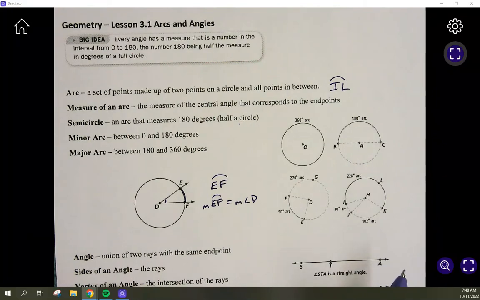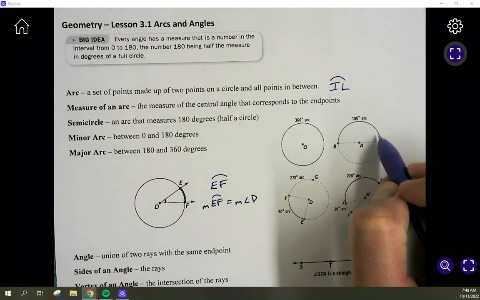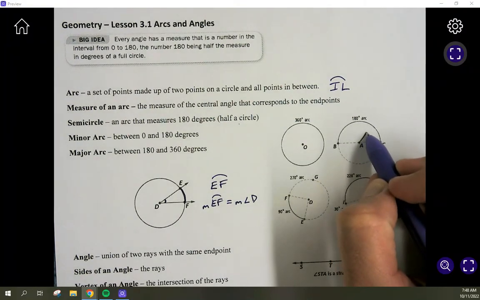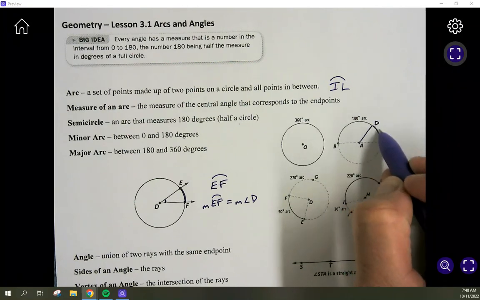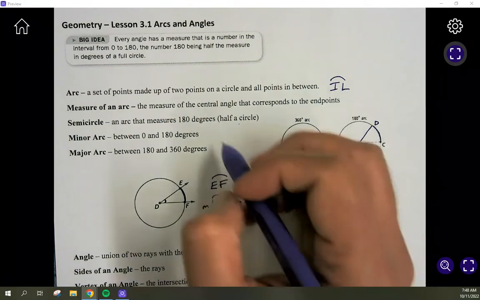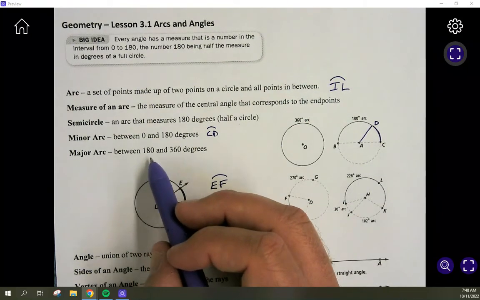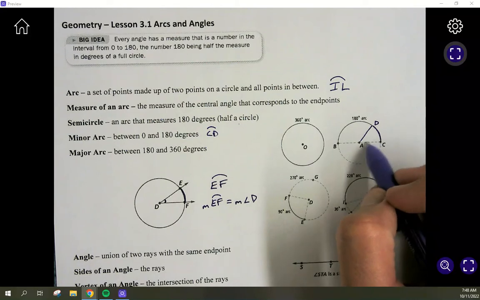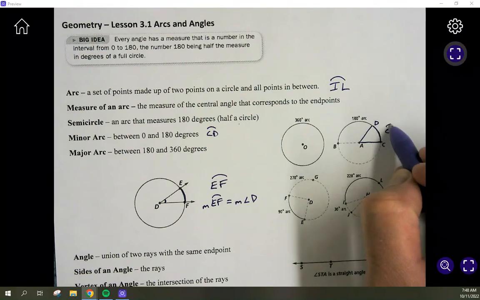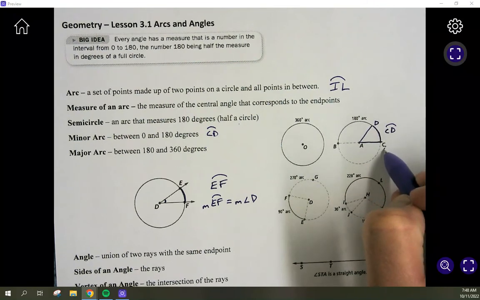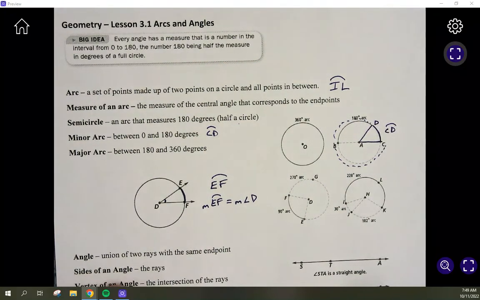Now we have two different types of arcs. We've got minor arcs, which are between 0 and 180. And so those are formed in here. Here's your 180. So if I have an arc like this, let's call this CD. Okay, that is a minor arc. And then a major arc is between 180 and 360 degrees. And so if I have this right here, CD, that's a minor arc. If I measured the arc all the way around the outside this way, that would be a major arc.